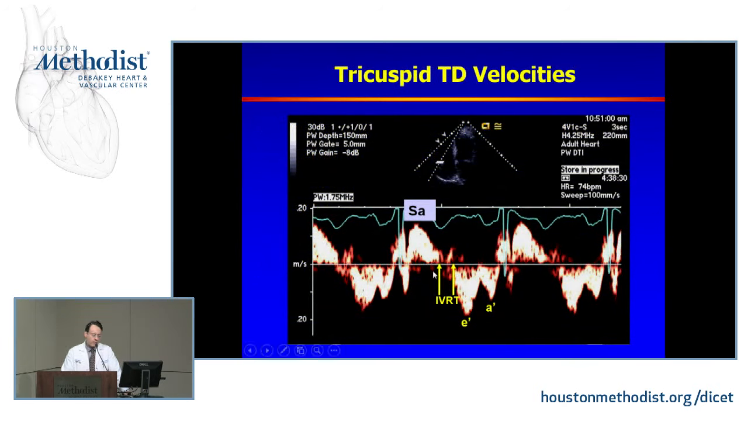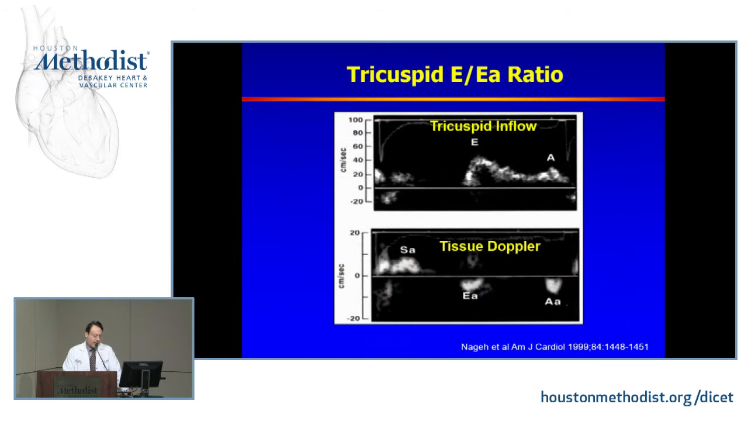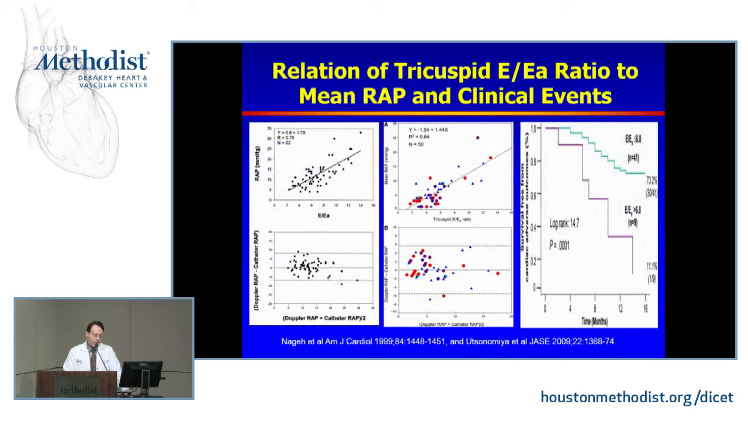Tissue Doppler has been used. We talked about the isovolumic relaxation time to calculate the myocardial performance index. This time interval also relates to mean RAP. The higher the mean RAP, the shorter the isovolumic relaxation time. E prime is an indicator of RV diastolic function. And similar to the E to E prime ratio on the left side, you have an E to E prime ratio on the right side.